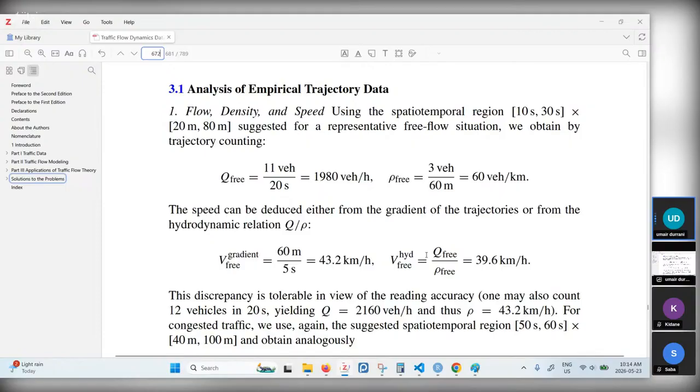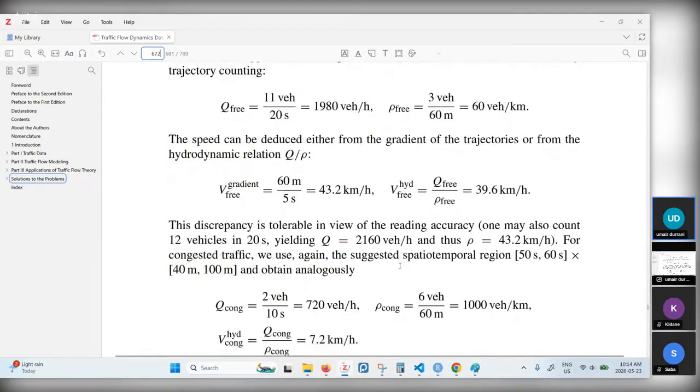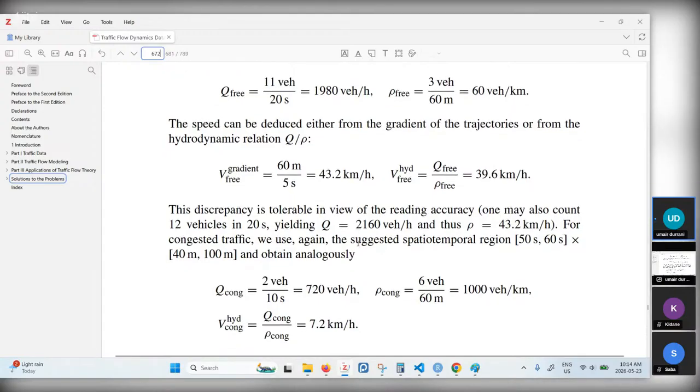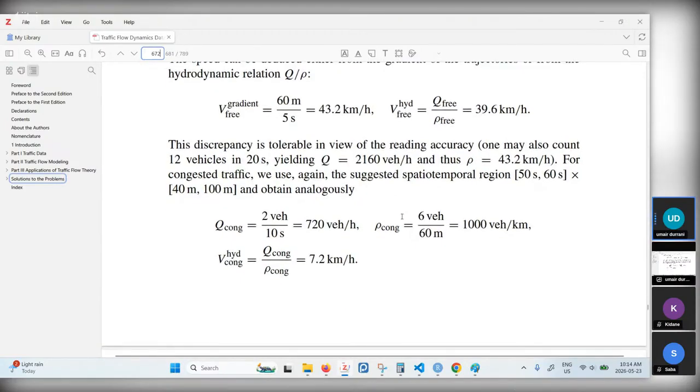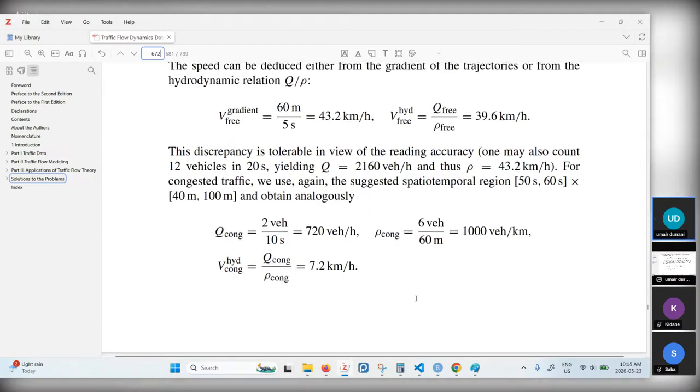And we can also use the hydrodynamic relationship, which we learned about in the previous two chapters. So that would be flow divided by density. If we plug in these values, that comes out to be about 40 kilometers per hour, which is similar to the gradient-based speed. Here it says the discrepancy is tolerable in view of the reading accuracy. And then they also have estimated for congested traffic the same items, flow, density, and speed. So to save time, we are not going to do that.